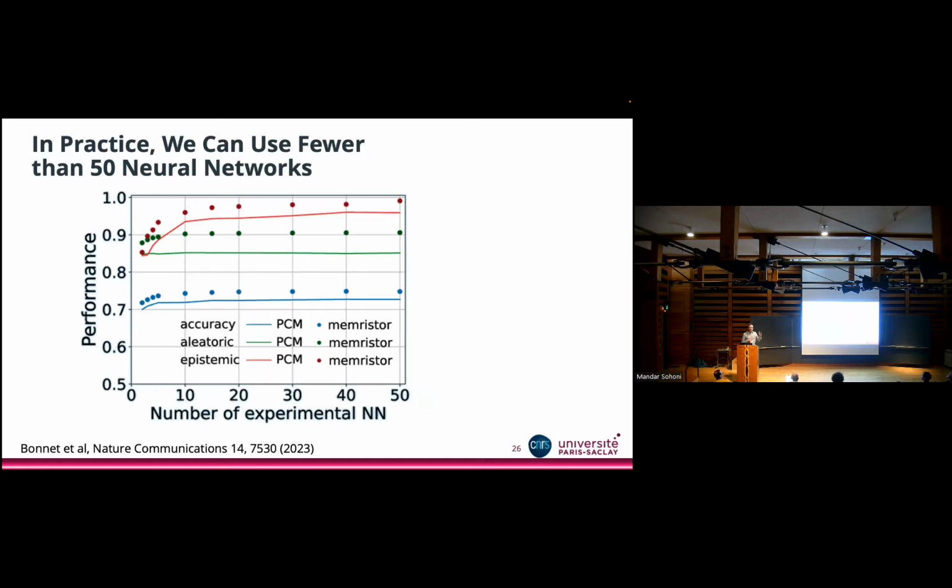And also, we made this experiment on 50 implementations of the neural network. That's because we wanted a lot of statistics. But actually, 50 is not needed. We are able to get the same performance if we use only 10 implementations of the neural network.